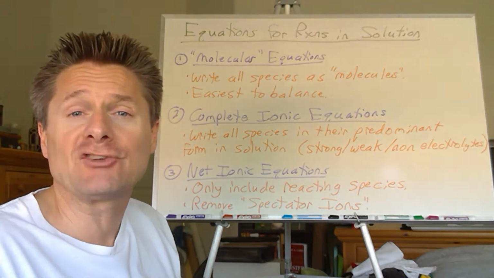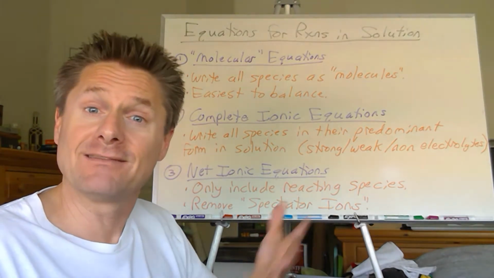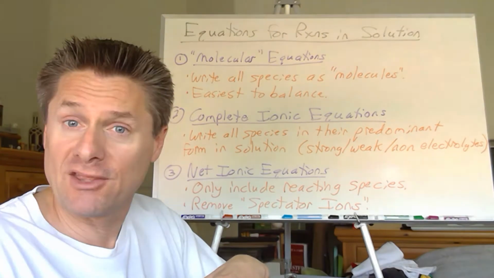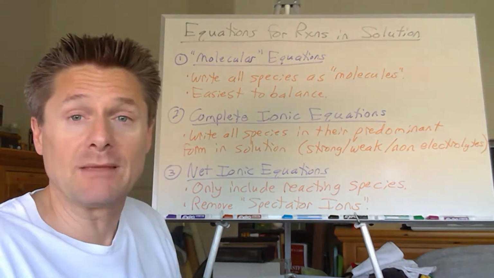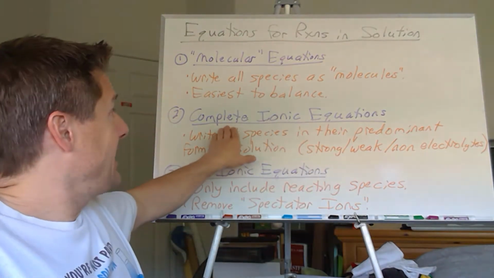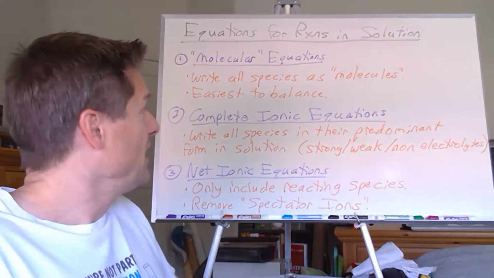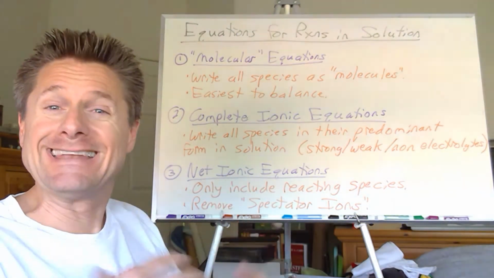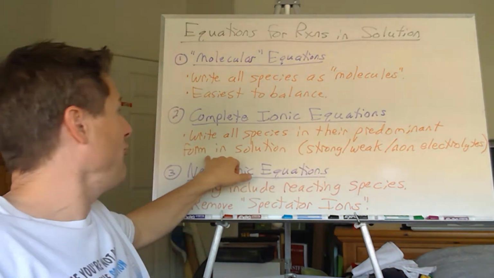Is it a strong electrolyte? Then it exists as ions. Is it a weak electrolyte? Then it exists as ions and molecules, but predominantly molecules, so we'll write it as molecules. Is it a non-electrolyte? Well, that exists as completely molecules. So that's a complete ionic equation. These are called ionic equations. So strong electrolytes are split into their cations and anions. So write all species in their predominant form in solution.